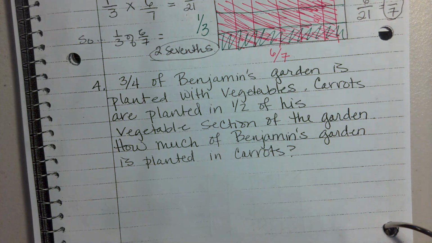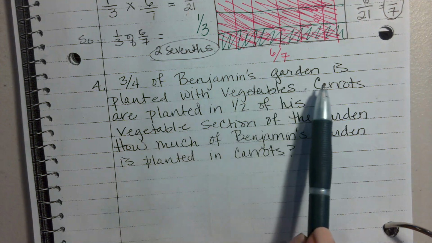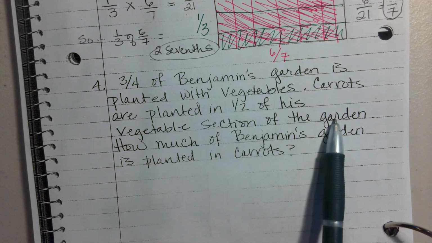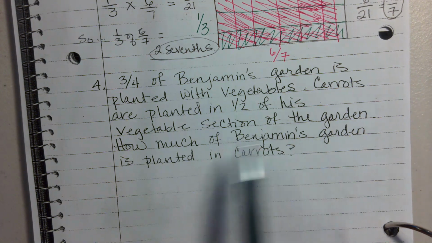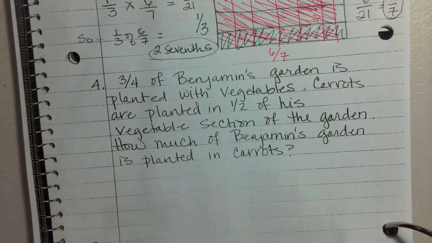So let's read the problem. 3/4 of Benjamin's garden is planted with vegetables. Carrots are planted in half of his vegetable section of the garden. How much of Benjamin's garden is planted in carrots? This is such a typical problem that you would see on standardized testing. So this is definitely something that you want to get good at. So go ahead and try it out. Come back and check your work.